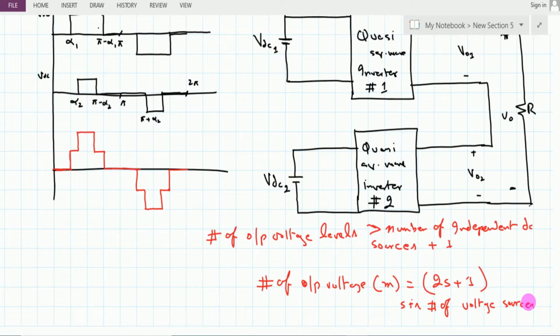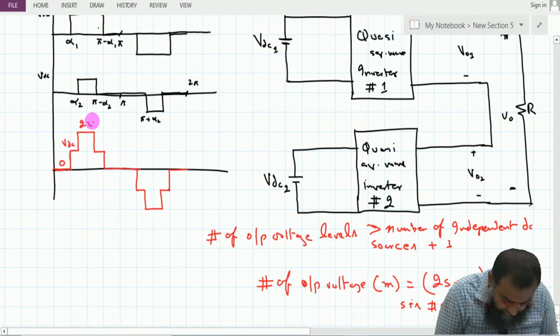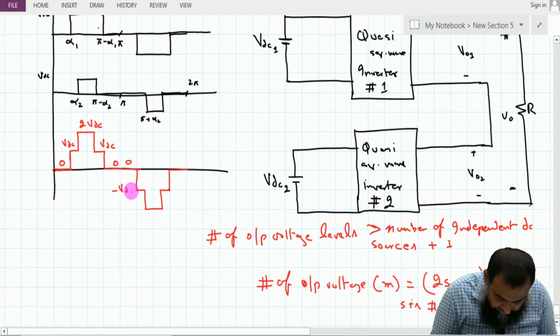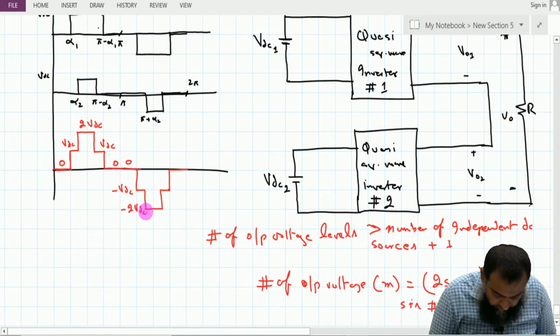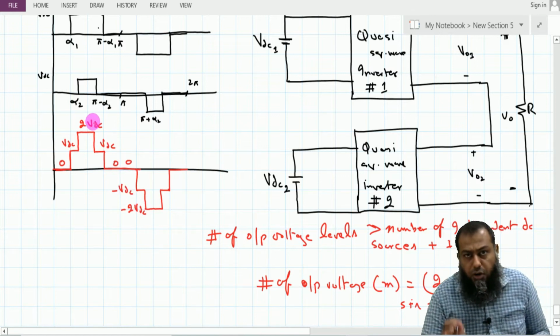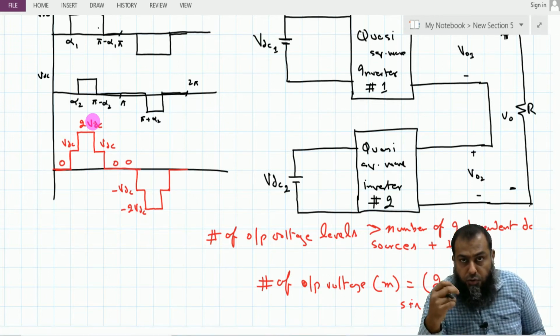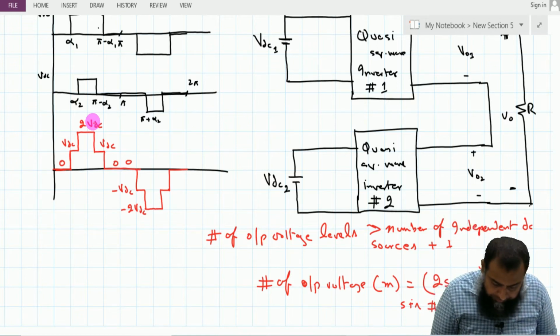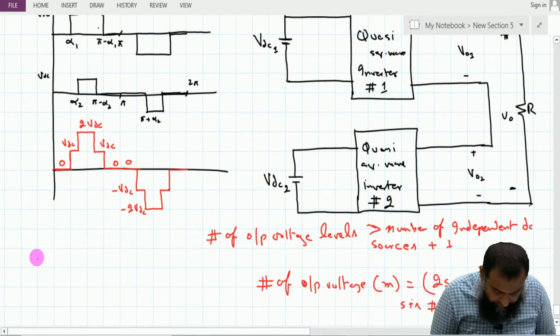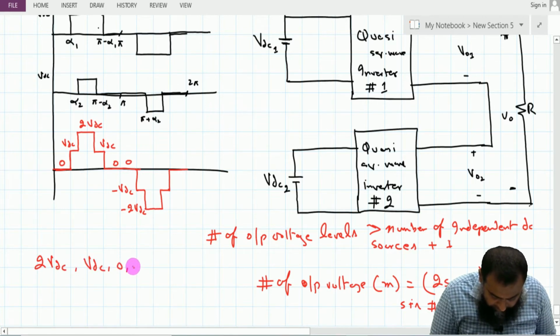How are we getting this? Here we have 0, this is VDC, this is 2 VDC, this is again VDC, this is 0, this is 0, this is minus VDC, this is minus 2 VDC, and you can see 1, 2, 3, 4, 5. So there are 5 output voltage levels that are possible to obtain using this cascaded connection of two square wave inverters with different values of the delay angle alpha. These are 2 VDC, VDC, 0, minus VDC, and minus 2 VDC.